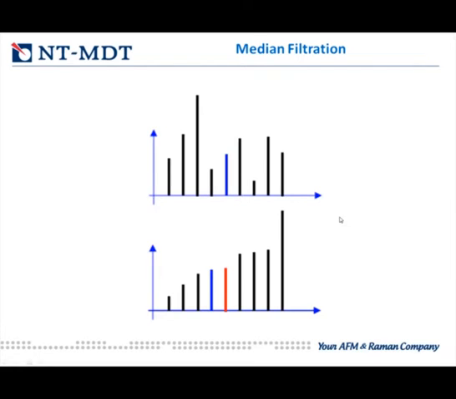The median filter puts these points in a row by increasing value, and writes to our processed point the median value from this set. That means that if we have some spikes on the image, this filter will eliminate the spikes.